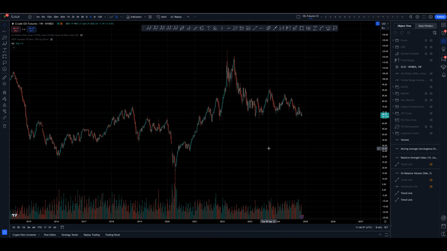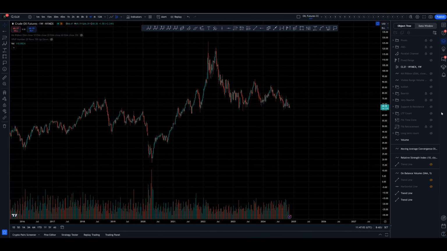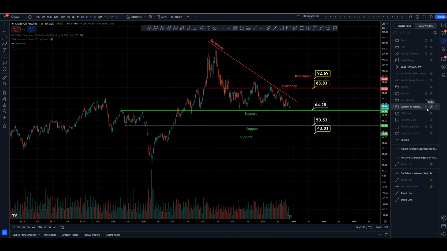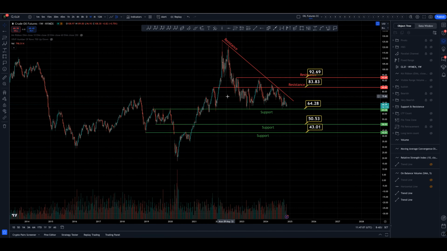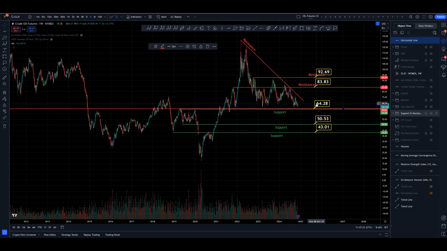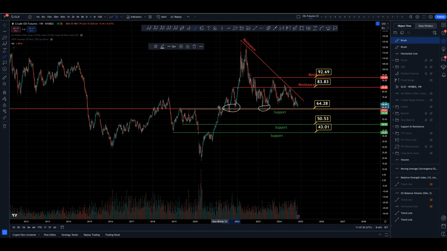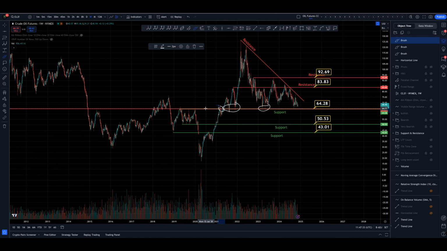Before we go into all of the counts, let's just look at the chart in its naked form. The first thing I want to do is bring up support and resistance. I want to take this long-term support that we come back to, 64.28, and extend it for a moment. I'll get a horizontal and come over the same point, and you can see how this is a pretty important level, 64.28.